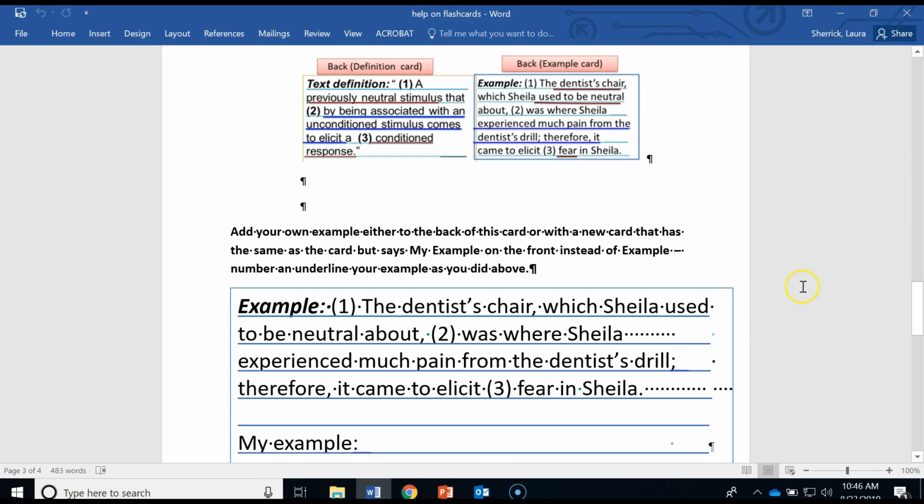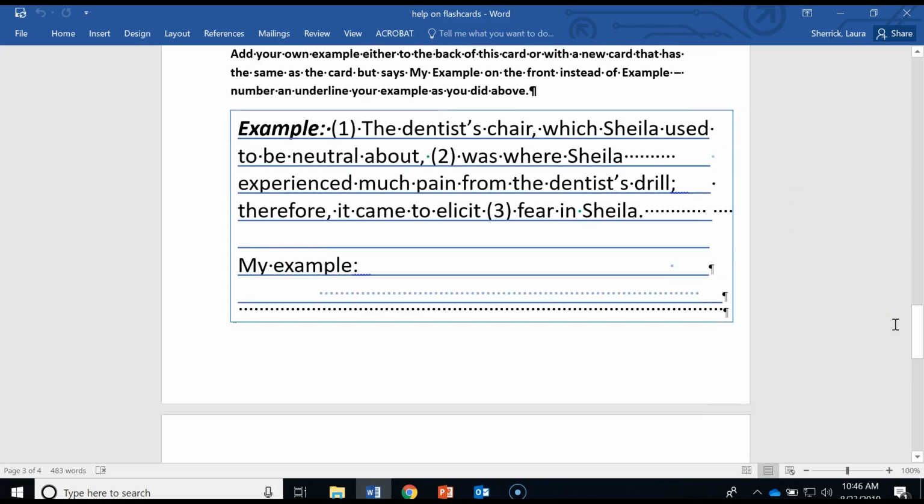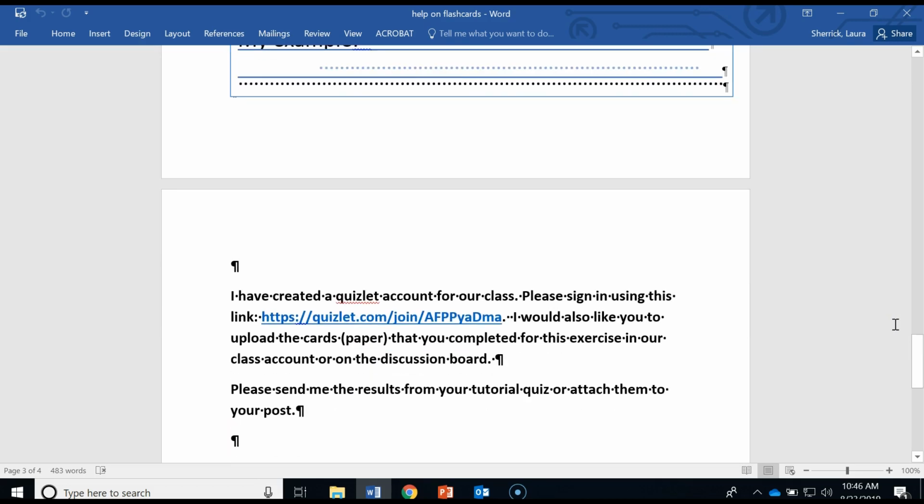So again, if you have room, you could put your own example down below. And again, with your own example, you would identify the 3 key elements, in this case, since there are 3.